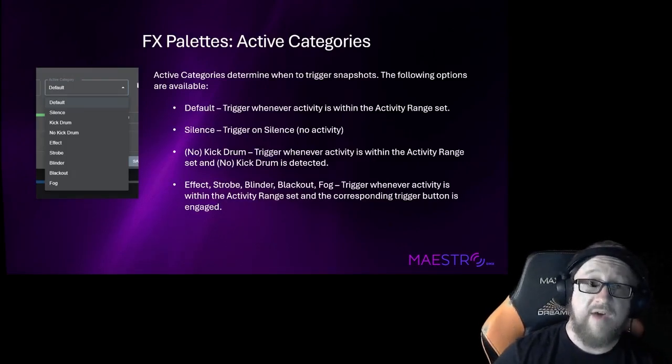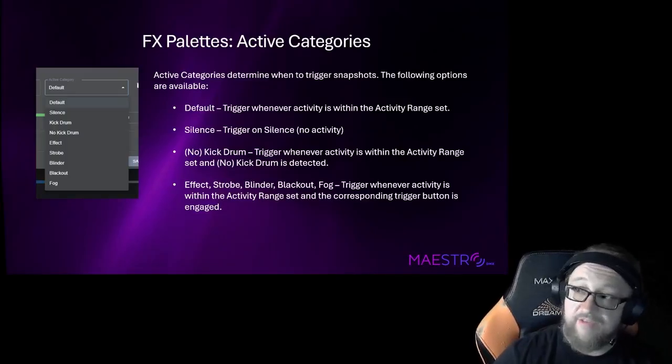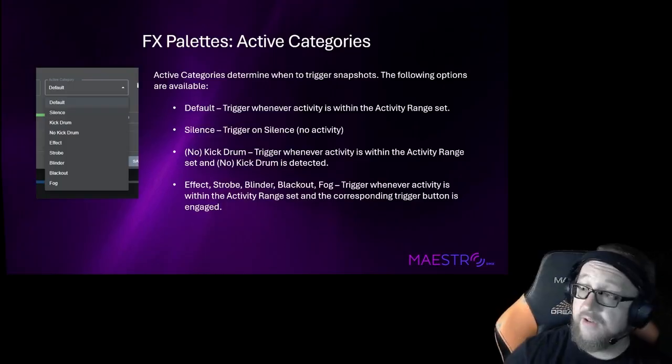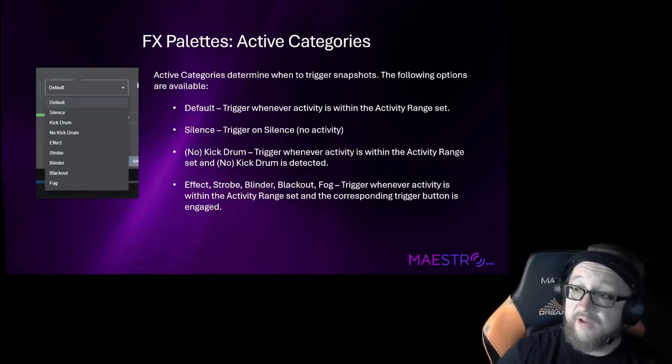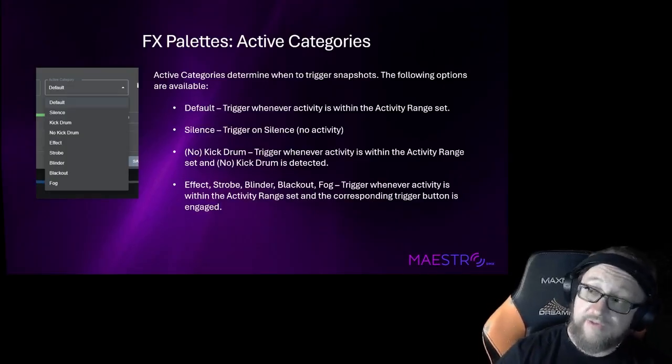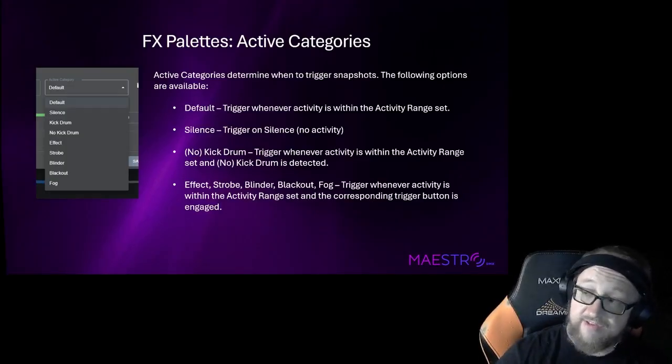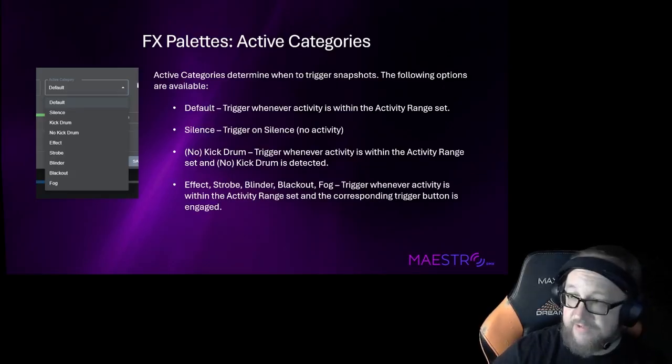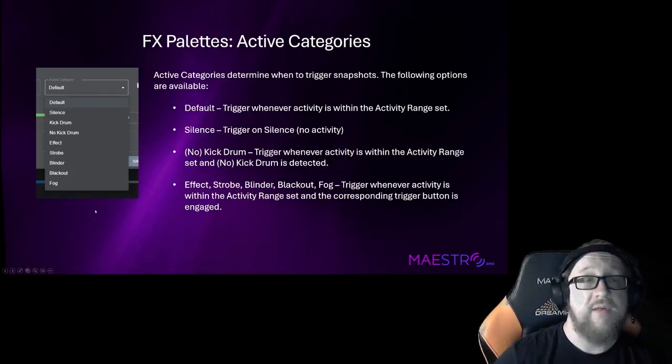And then you're also going to have options for all of the buttons within the top of the interface. So effect, strobe, blinder, blackout, and fog. You're going to see options to trigger those snapshots based on if you have that button pressed. And again, those are also going to have those activity ranges. So you can define what activity range and if the button is triggered or not with those specific active categories.